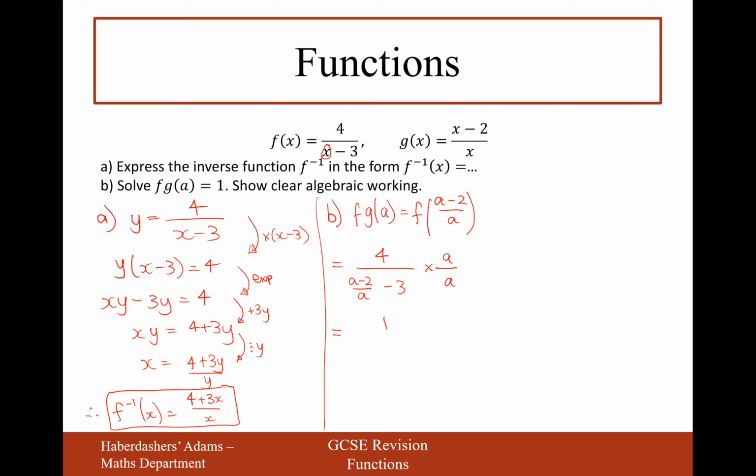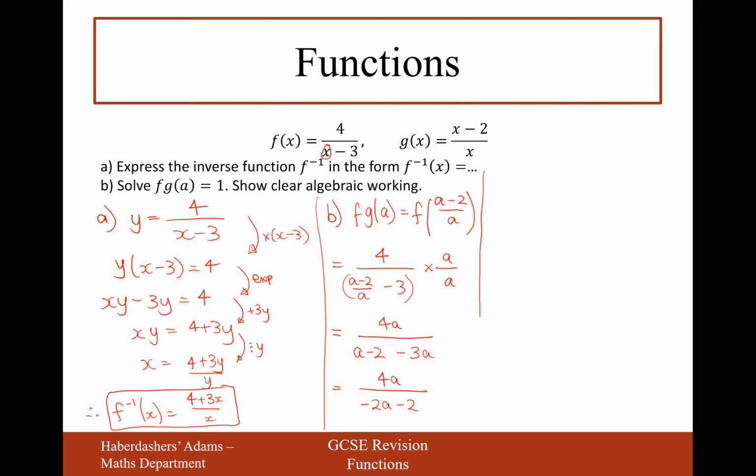Top will be 4 times a, which is 4a, over, now think about it, it's going to be this first bit here times by a, so that's going to be a minus 2 divided by a times by a. Now you've got to divide by a here, times by a here, and the two things are opposites, so they'll cancel each other out. So I'm just left with what's on the numerator of this term here. I expand the brackets of this component here as well, and it will be minus 3a. Let's now simplify what I've got on the bottom. So it's going to be a minus 2 minus 3a, so that'll make it minus 2a minus 2.